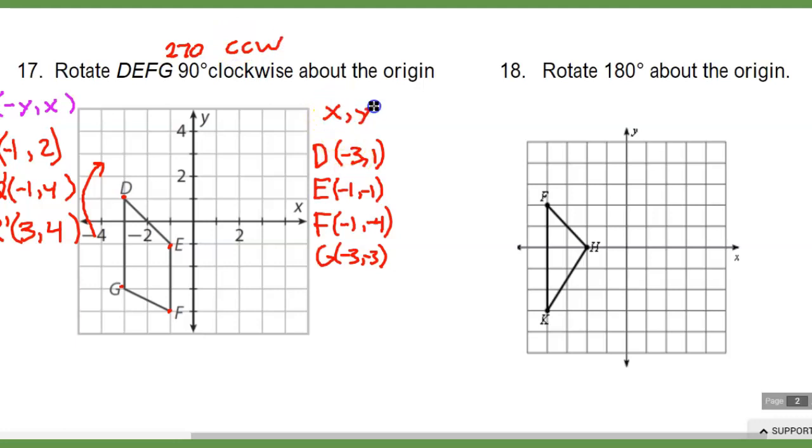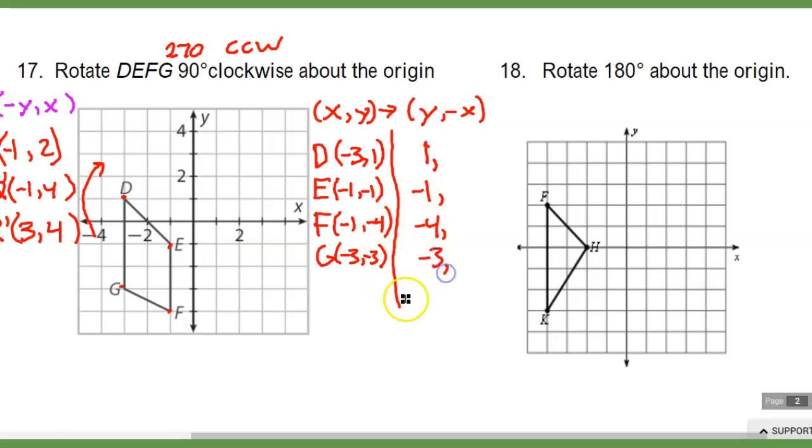So that's going to be x comma y. It's going to translate to y comma negative x. Okay, so here we go. Again, we're going to transpose them and take the opposite of x this time. So y will stay the same. Let's just do this a little differently. Since y is staying the same, I'm going to rewrite the y coordinates first. So I have 1, negative 1, negative 4, and negative 3, all staying the same.